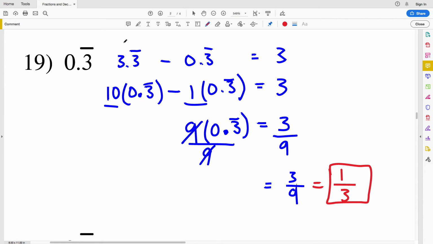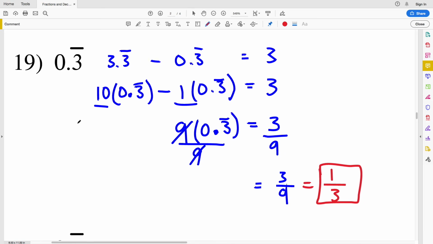And eventually you'll be able to pick up on some patterns. For example, a 3 repeating is 1/3. A 6 repeating would be 2/3. 2 times that repeated value of 3 would be 6 repeated.